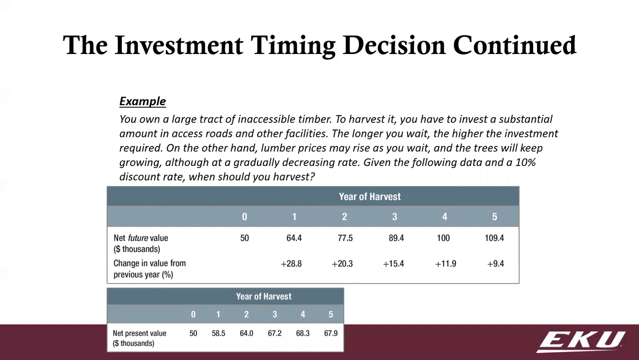So if you were to take those cash flows and discount them back using that 10% discount rate, you'll see that in year 4 the net present value was 68,000, where in year 3 and year 5 it was 67,000. So year 4 would be the time to go in and do that.